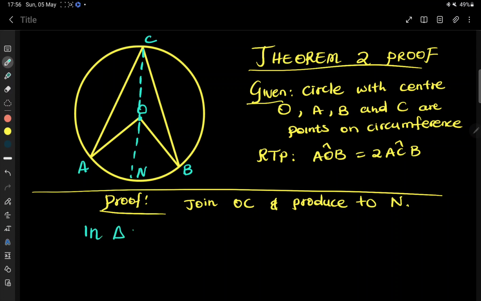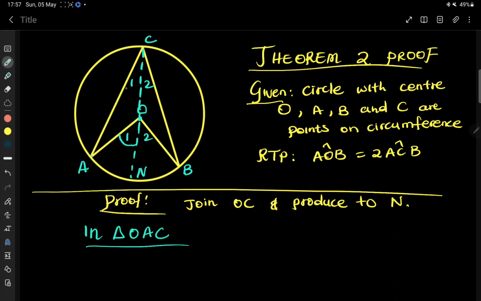In triangle OAC, I'm focusing on triangle OAC. So let us label 1 and 2. In triangle OAC, what is happening in the triangle? Remember, the most important thing in this theorem is that you must mention exterior angle. You must also mention equal radii, and exterior angle of a triangle. It's very, very important. So I'm going to start by mentioning the exterior angle.